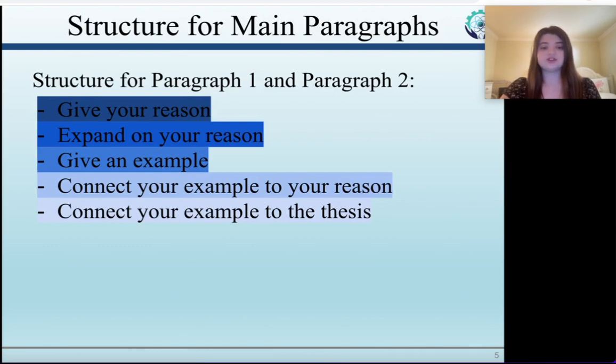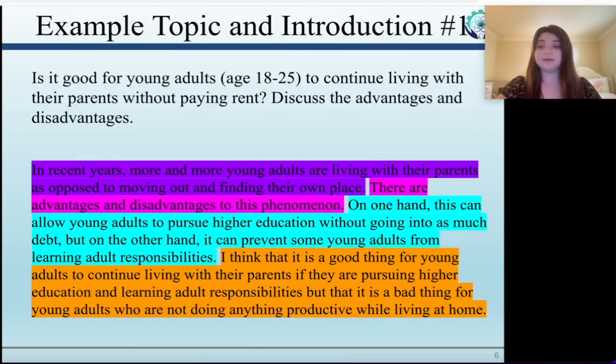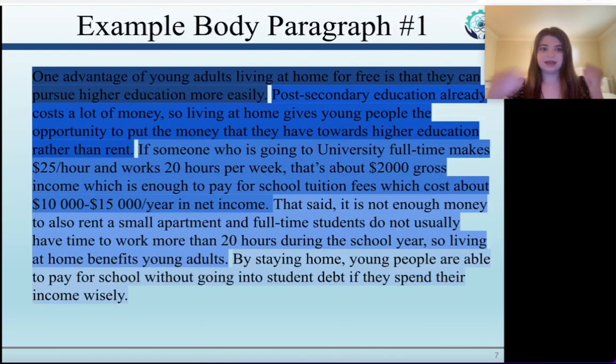So the first part, in the darkest blue, is to give our reason. Okay, so this is pretty much just a repeat of our reason from the introduction, right? Our introduction is going to be the basis of these body paragraphs and of the conclusion. It's going to set the tone for the entire essay. So we already know what it is. We just have to copy it down in different wording. So I say, one advantage of young adults living at home for free is that they can pursue higher education more easily. Good. So we stated it.